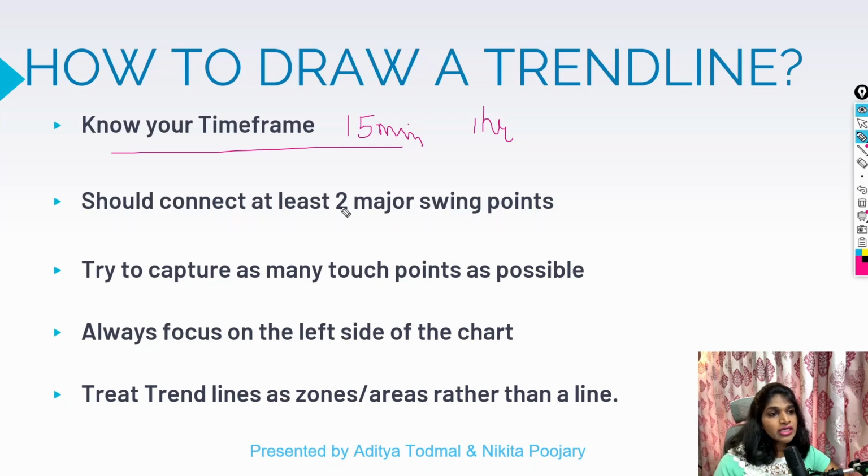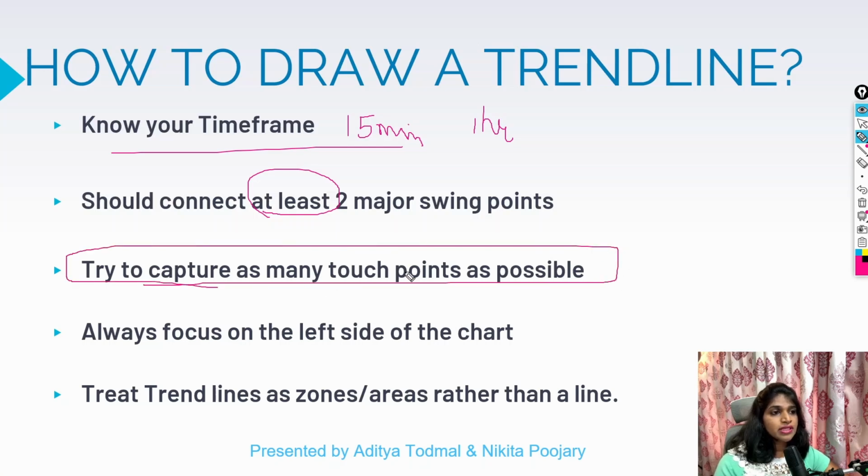A good trend line should connect at least, and this is at least, which means this is the minimum criteria, 2 major swing points. As we said, you can't pick any small swing points. It should be right in your face. It should be 2 major swing points. And the third point is to try to capture as many touch points as possible. And I'll explain this in much more detail on the charts.